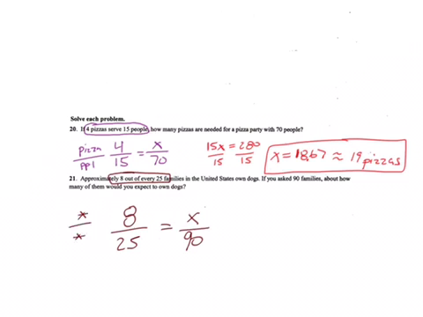To solve this, we would cross multiply. We're going to get 25x equals 720. We'll divide by 25. And we get that our answer is 28.8, or because we can't have decimal families, we'll say 29 families.